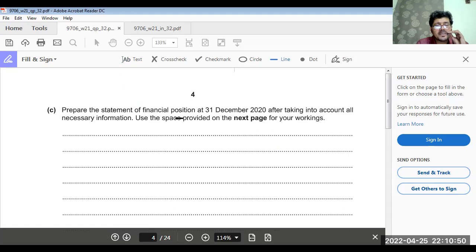Oh, prepare a statement of financial position. Yes. So we have to make a statement of financial position over here. Okay. Now start with the first heading, non-current assets. First heading. Okay.